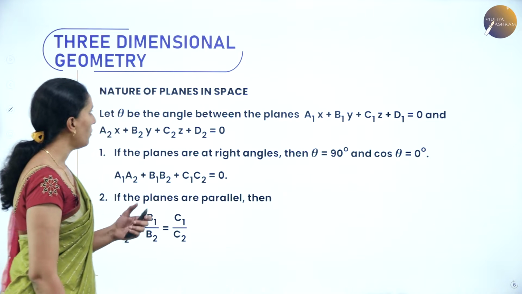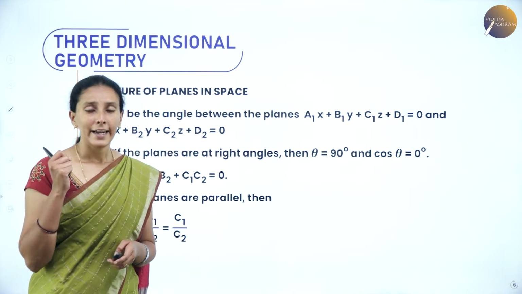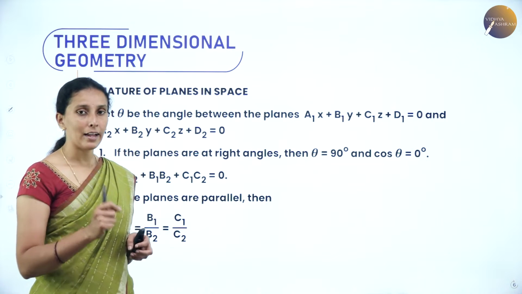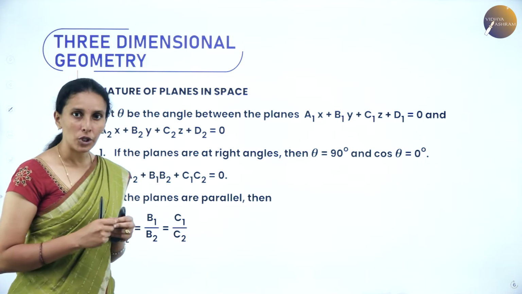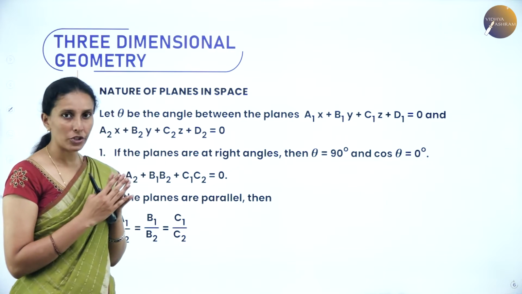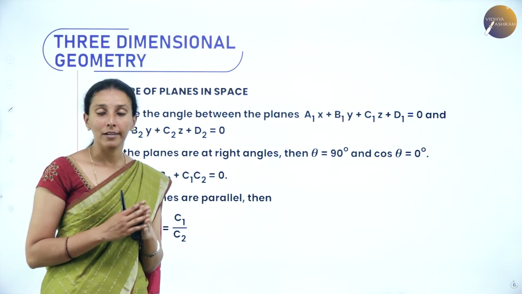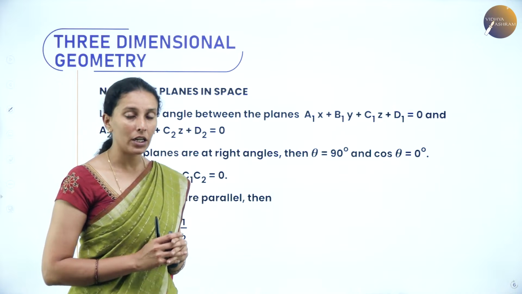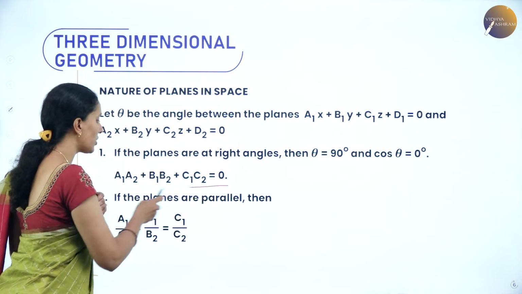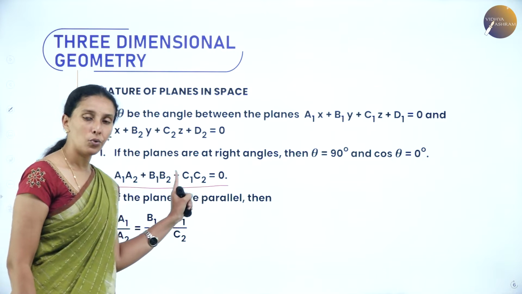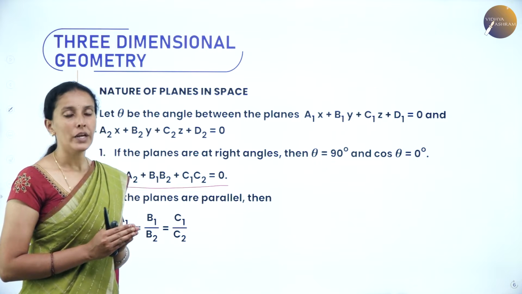So, let us check now the nature of planes in space. What does it indicate according to the angle or according to cos theta? Now, let theta be the angle between the two planes. We know their Cartesian equations in their forms. Now, suppose if the planes are at right angles, that is when theta is equal to 90 degrees. What is the value of cos 90? It is 0. So, hence we get the condition that if the dot product of the two normals is 0, that means the two planes are perpendicular to each other.